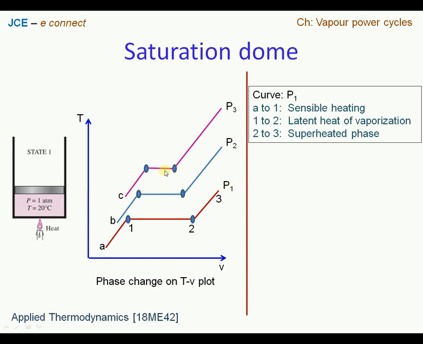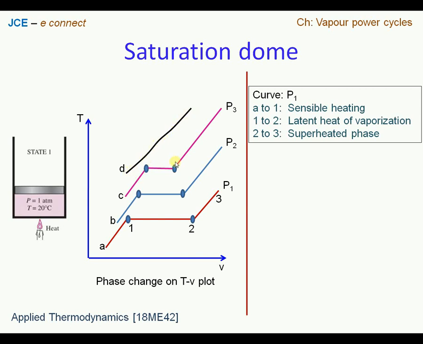Here P3 is much greater than P2, which is much greater than P1. In this case we see that as we increase the pressure and continue the heating process, the width of the process 1 to 2 keeps getting reduced. So more and more heat is utilized in converting the liquid into vapor. This happens in a very quick time now. Likewise, if we increase the pressure much higher, then we can arrive at a curve as shown here.